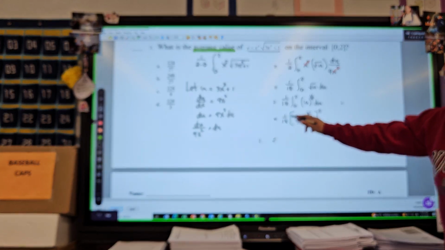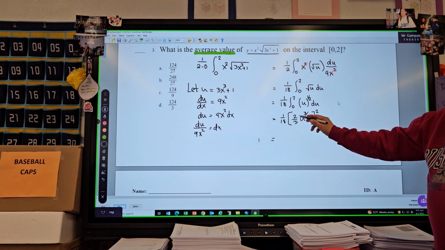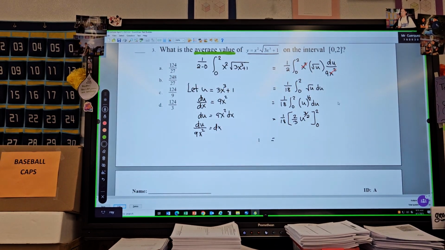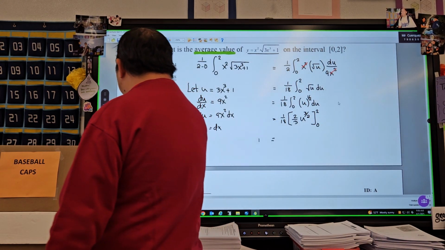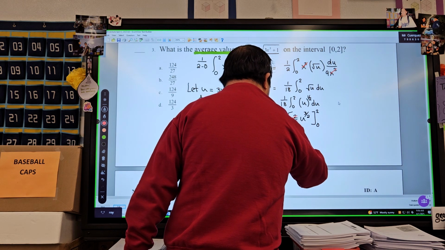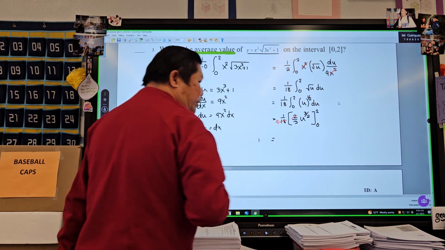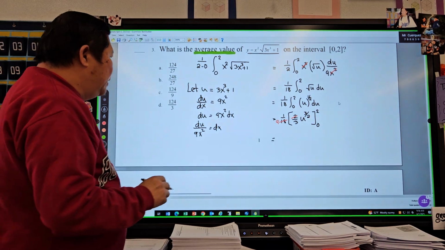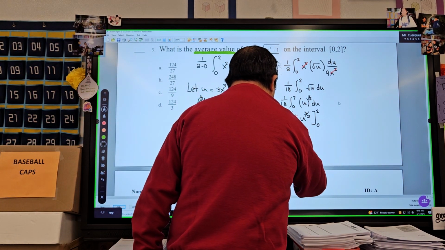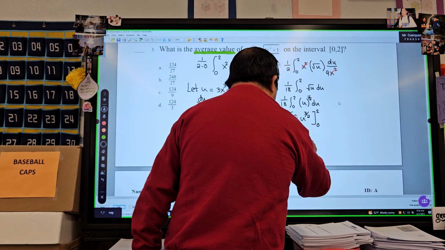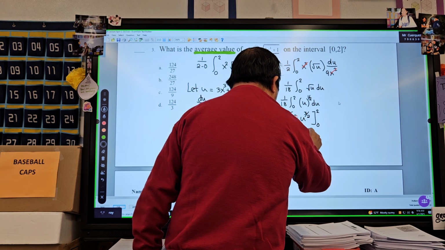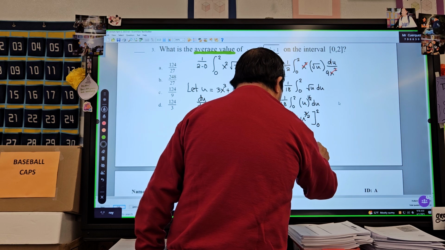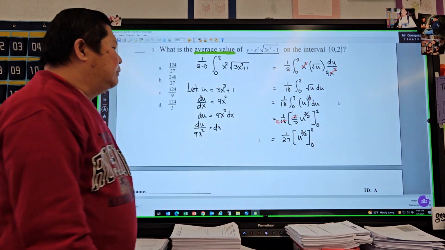So, can you simplify this first? Can we cross out 2 and 18? Is 18 divisible by 2? Yes. Okay. So that means this cancels out and this is 9. So that means 9 times 3, 1 over 27. Okay. So this is 1 over 27, and then u to the power of 3 halves evaluated from 0 to 2. Okay.